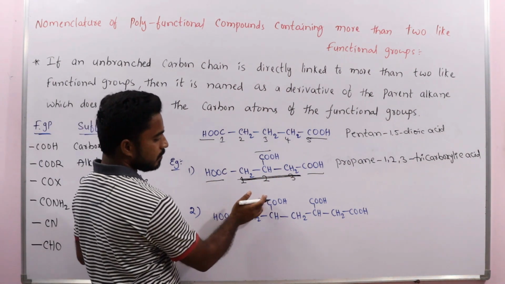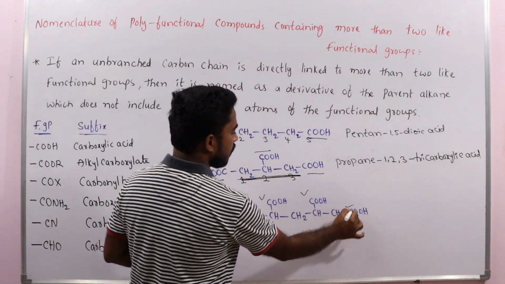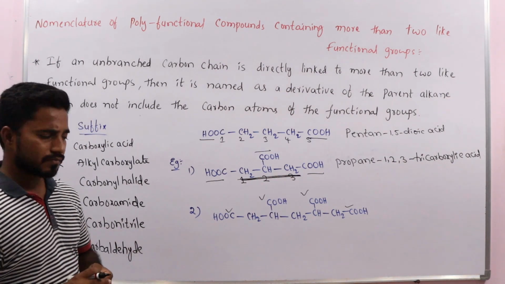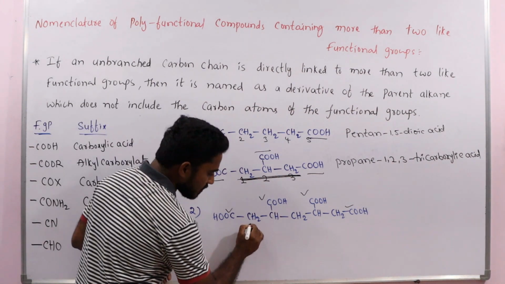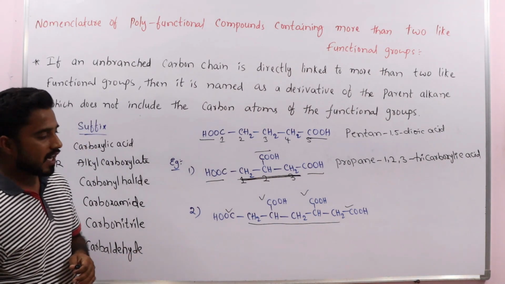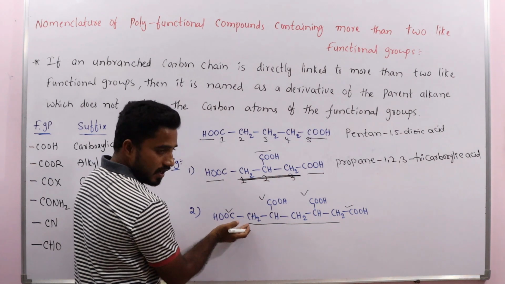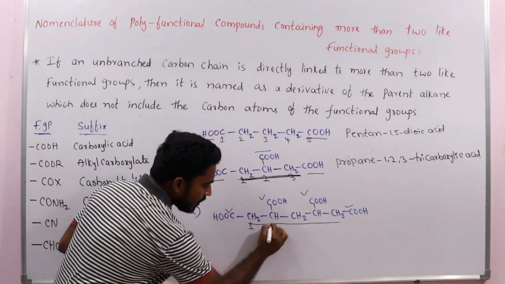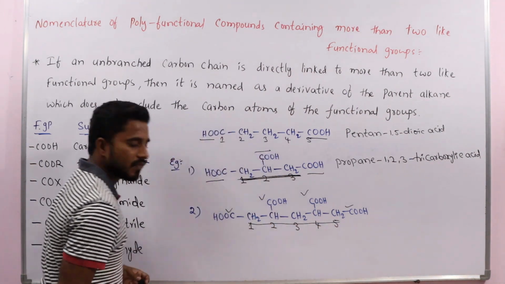We have 1, 2, 3, 4. Four similar functional groups are bonded to an unbranched alkane chain. Then we have to select this unbranched alkane chain as the parent alkane. So numbering we have to start from any side, from the left side or the right side. That's why here 1, here 2, here 3, here 4, here 5.